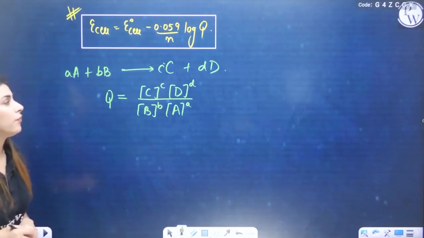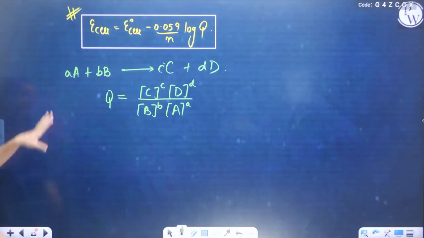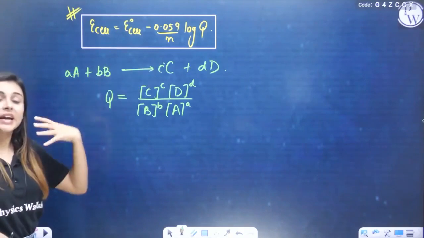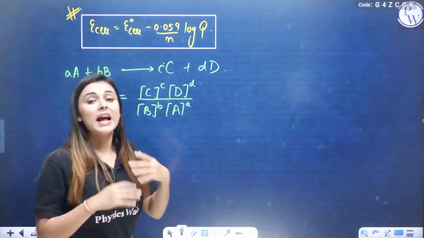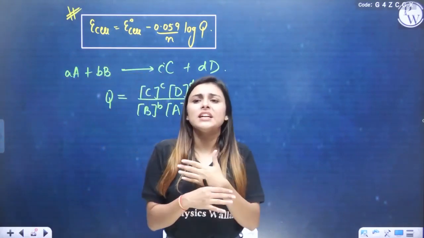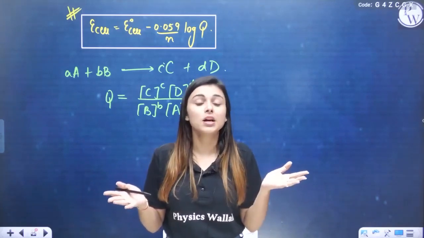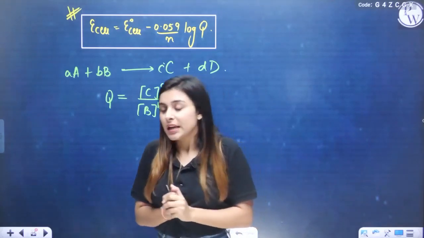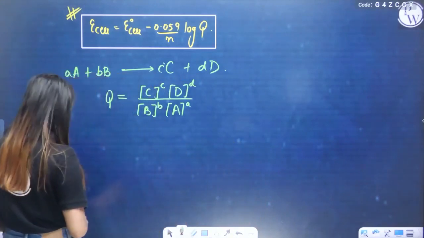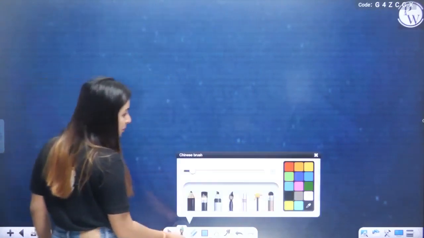Now let's move forward. So this is the EMF of cell. This is the expression, and you will put the values in it, and you can calculate the EMF of cell at various different conditions, at various concentrations of your reactants and products. Now the question arises that, ma'am, can we apply the Nernst equation only on the net cell reactions, or can we apply the Nernst equation on any half cell reaction as well?